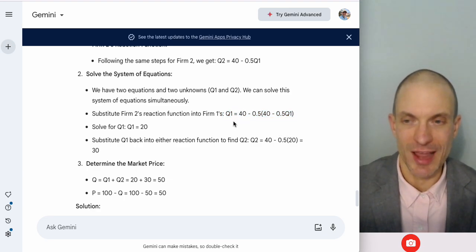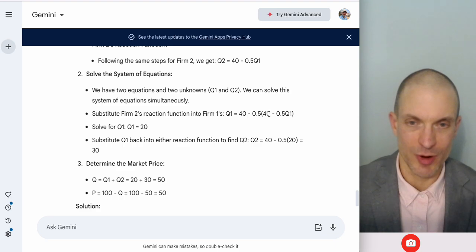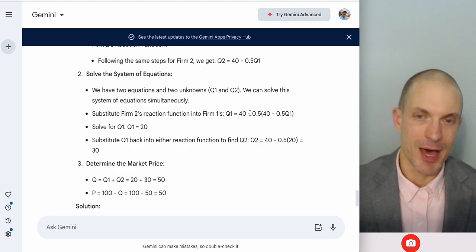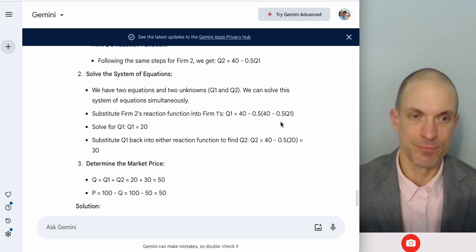So the next line is going to be 40 minus 1/2 times 40. So 40 minus 20 is 20. And then it's going to be minus 1/2 times 1/2. Negative 1/2 times negative 1/2 is 1/4. So the line that I need to write here is Q1 equals 20 minus 1/4 Q1. You could write that down for yourself. So when you clean this up, it's going to be Q1 is equal to 20 minus 1/4 Q1.